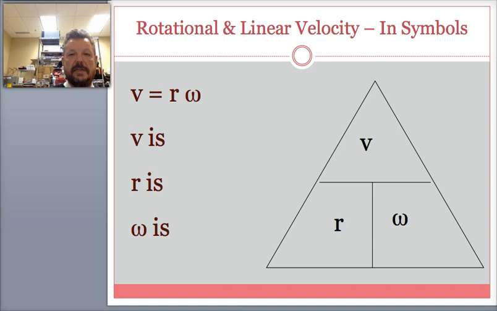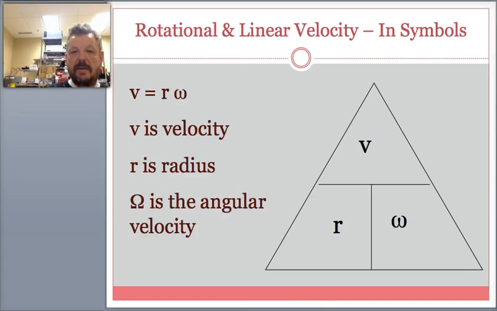Rotational and linear velocity in symbols. v is velocity, r is radius, and omega is the angular velocity.